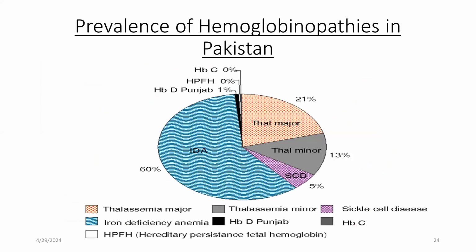Prevalence of hemoglobinopathies in Pakistan. We have a pie chart that describes thalassemia major, shown in dotted red, which is 21%, as well as thalassemia minor, which is 13%, and sickle cell disease, which is 5%. And iron deficiency anemia is 60%, which is the major chunk of the pie chart in the whole of Pakistan.